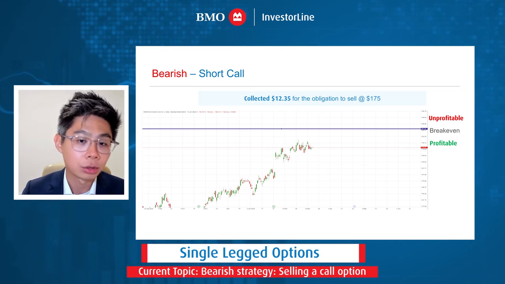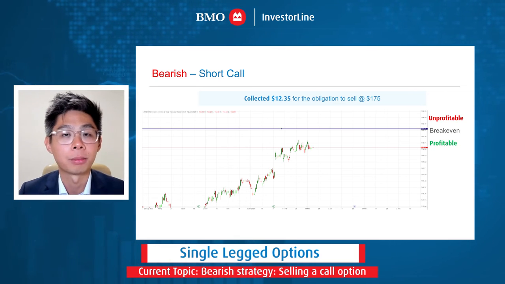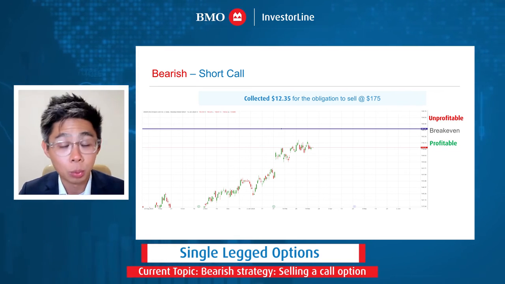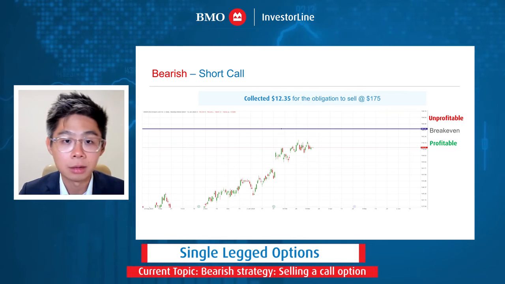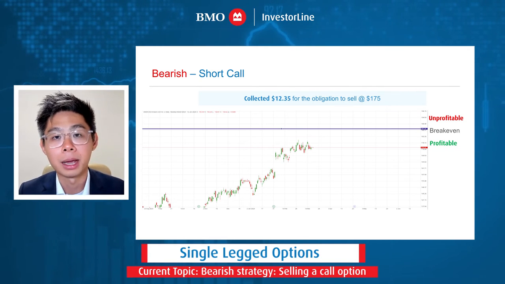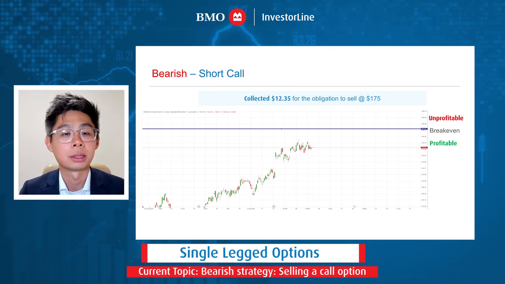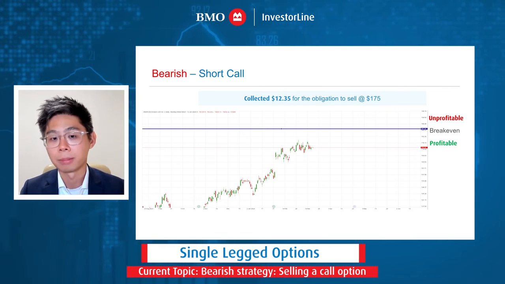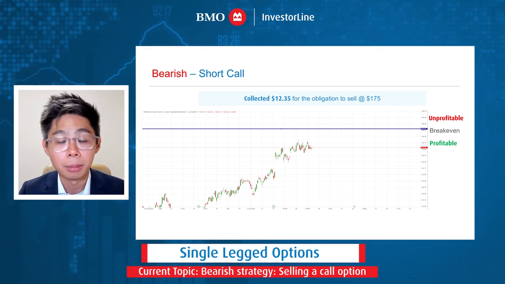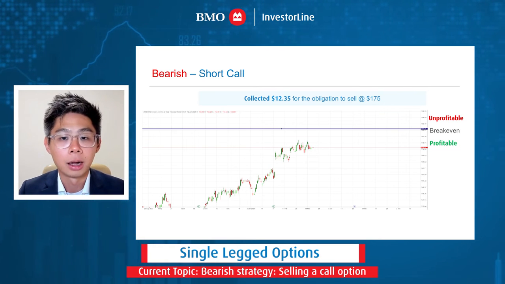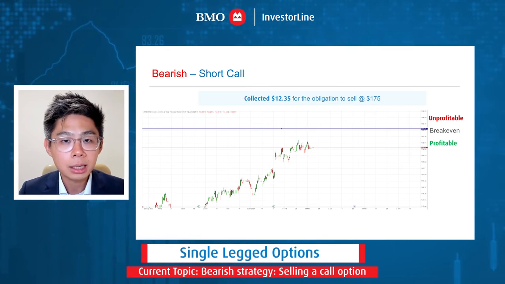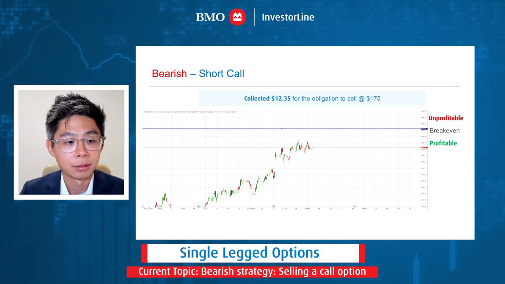If I'm wrong on this trade and the stock does go above my break-even price, how far do I think it will go? How much risk is that to me versus how much potential reward can I make? And that's a decision-making process that you have to think through whenever you're an option seller and you take on the obligations and the risk of shorting that stock at 175.